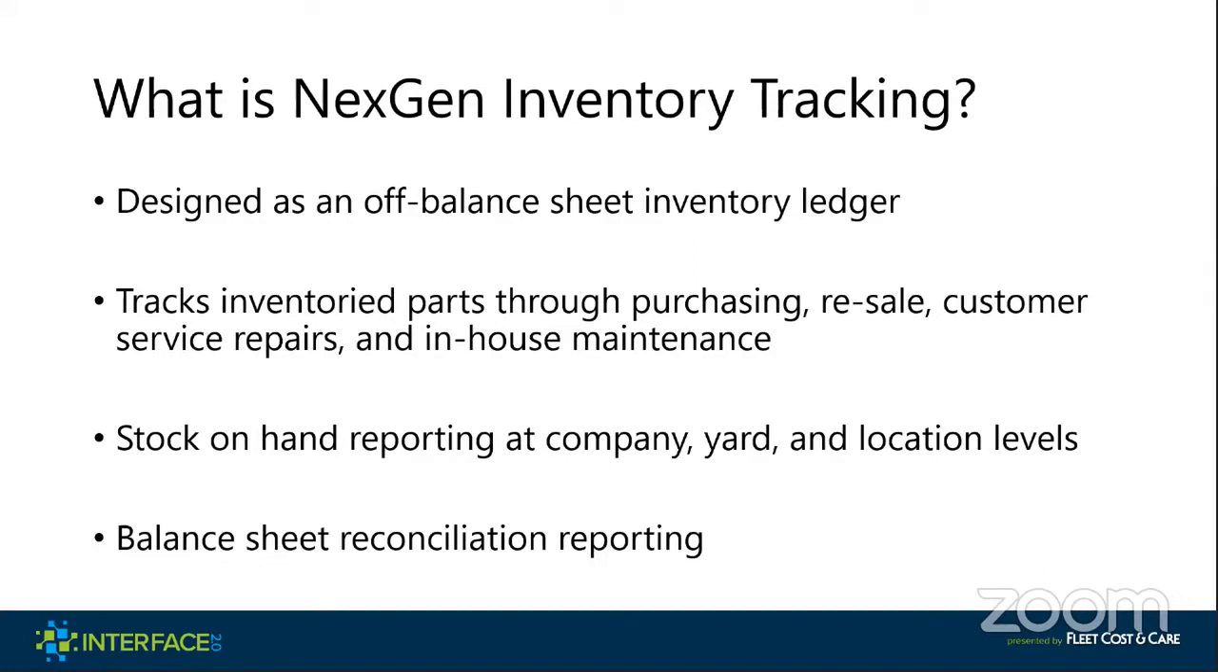Now you can also add parts in our system and not track the quantities. There are some benefits to doing that, just for reference, to pull up previous pricing, and to keep the information about those parts. I'll touch on that a little more when we hop into NexGen in just a bit. We've got stock on hand reporting at a company, yard, and specific location level. So it does accommodate multiple companies, multiple legal entities, and multiple yards, and you can track those at those different locations.